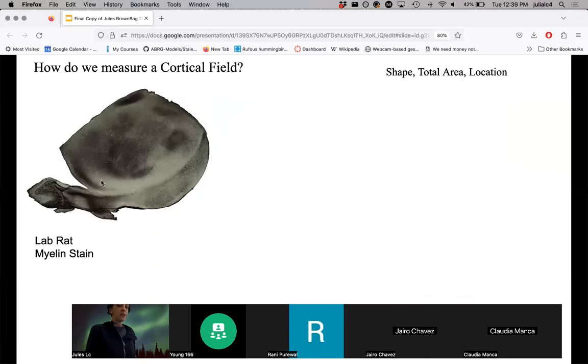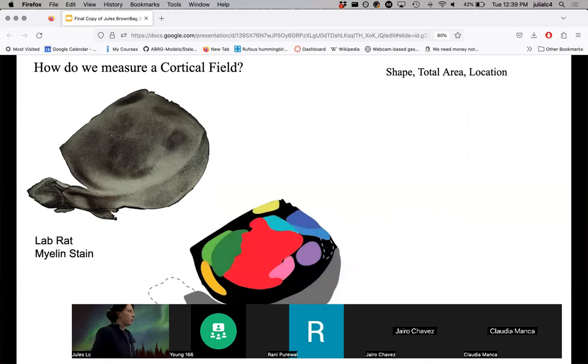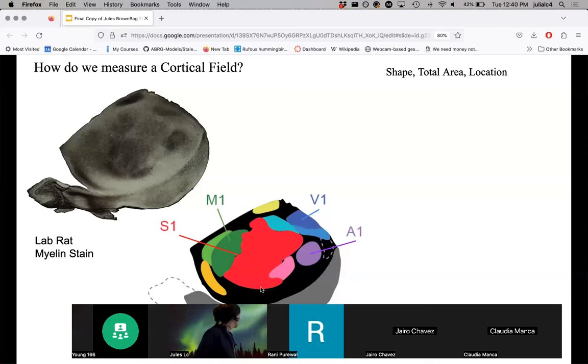So here you're seeing flattened tissue from a lab rat that's been stained for myelin, and you can already see these regions. After we trace these by hand, we then trace them in Illustrator, and we assign a color to each of the regions. So in red, you're seeing primary somatosensory area, green is primary motor area, blue is primary visual area, purple is primary auditory area, and gray is piriform cortex, which is responsible for olfaction.